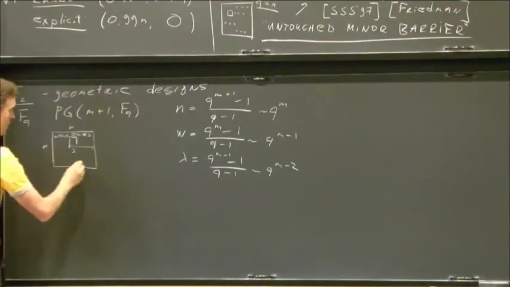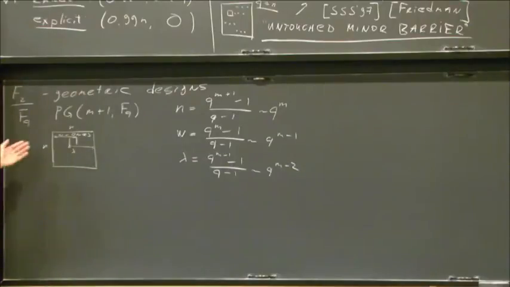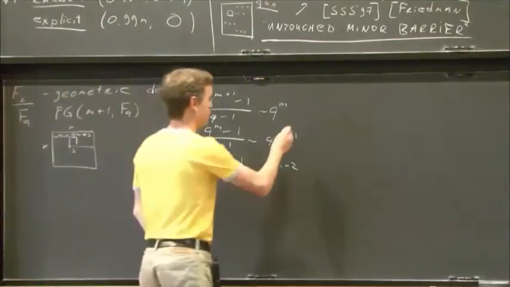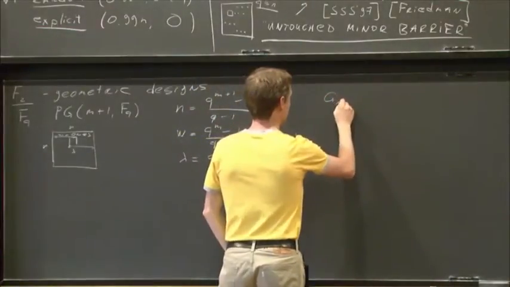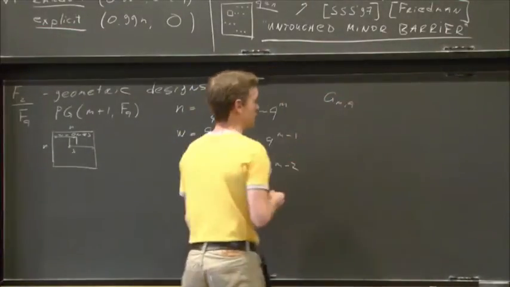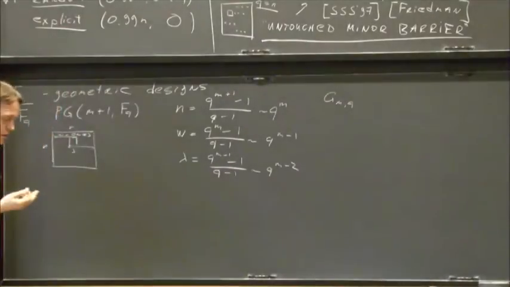So I have a square matrix of size n by n. It's a binary matrix, zeros and ones. In every row I have w ones, and if I take any two rows, there are exactly lambda coordinates where both of these rows have a 1. Let me denote a matrix like that by G_{m,q}. This is an incidence matrix of a geometric design corresponding to m-dimensional projective space over a finite field F_q.